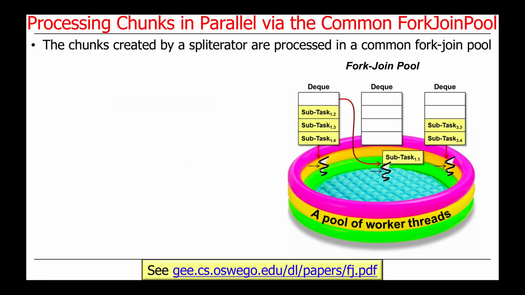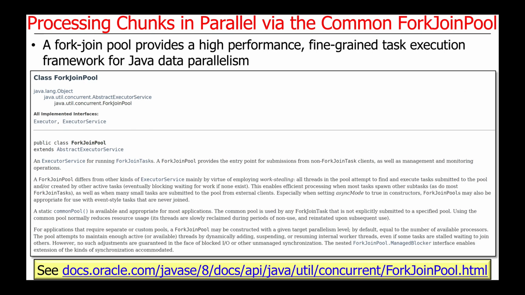So the chunks that a splitterator creates are going to be processed in the common fork join pool. And remember, there's one common fork join pool. So I shouldn't say in a common fork join pool. It's in the common fork join pool. And if you recall, the fork join pool provides this high-performance, fine-grained task execution framework for data parallelism in Java.